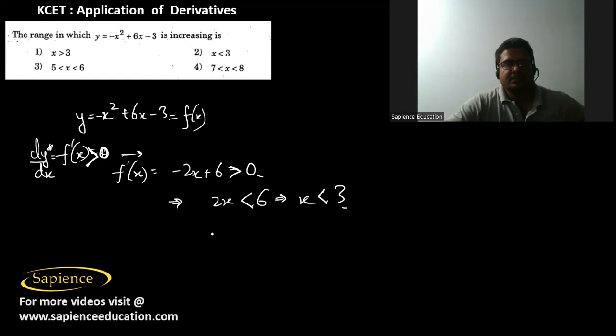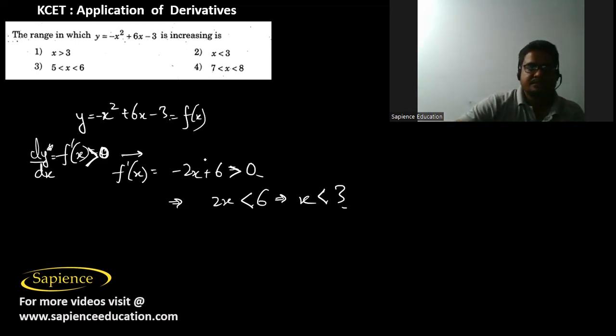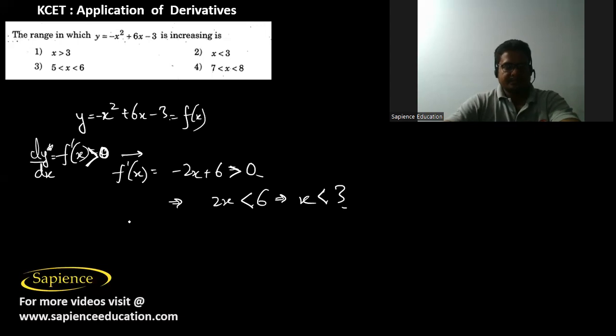So x should be less than 3, then it is increasing. So option 2 is the correct answer.